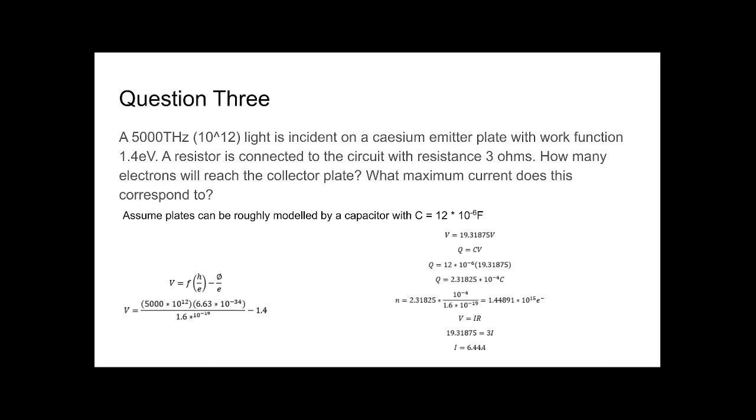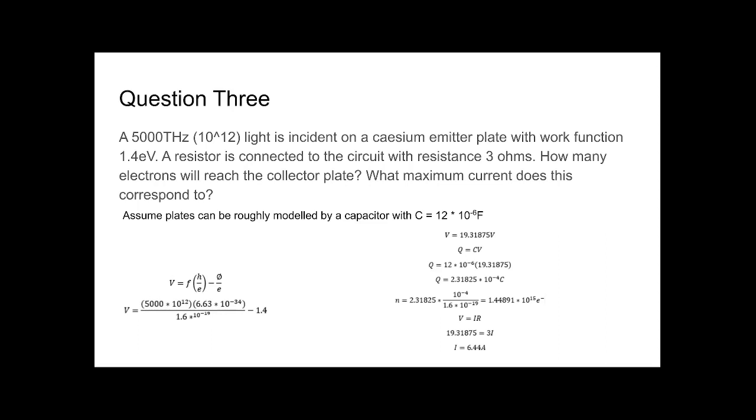Okay, so in order for the two plates to have a potential difference of 19.31875 volts, which is the stopping voltage required to prevent the electrons from reaching the plate, we can substitute the stopping voltage and the capacitance to find the charge. That's the charge needed on the plates in order for the stopping voltage to be achieved. Now we can find that the charge is 2.31825 times 10 to the power of negative 4 coulombs.